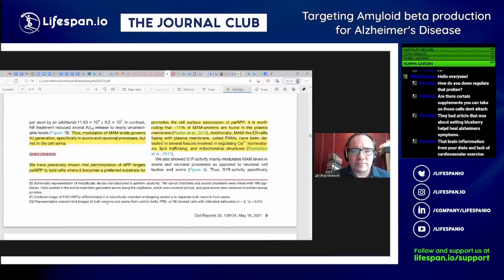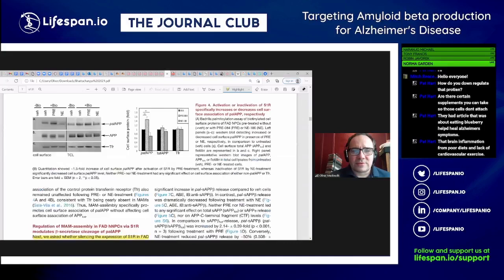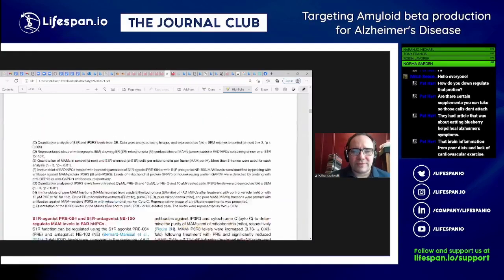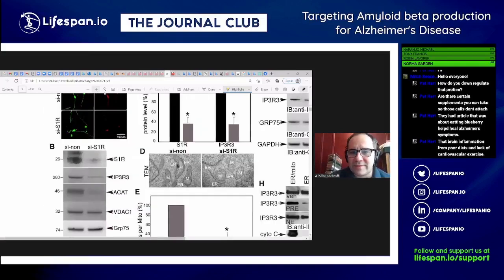Since I control the paper, I can just go from one figure to another. Let's just go to figure two. And if you want to actually see what a MAM looks like, well, today is your lucky day. This is a cross-section in figure two, a transmission electron micrograph. I'm not actually sure if you can see the MAM here. M is the mitochondria, ER is the ER, and the mitochondria are smack dab juxtaposed right against the ER here.